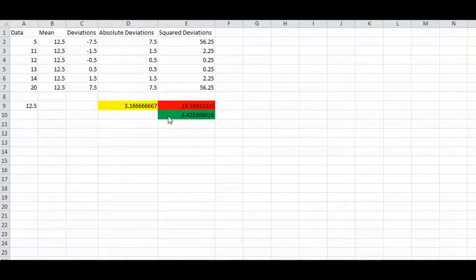These three values measure the spread of the data, so as the data gets more spread out, these three values increase. And the reason they increase when the data is more spread out is because when the data is more spread out, the deviations, absolute deviations, and squared deviations become larger numbers. And since they become larger numbers, these three values go up.